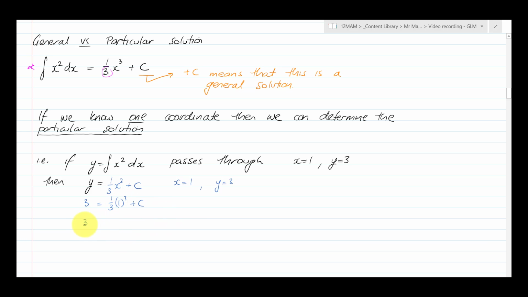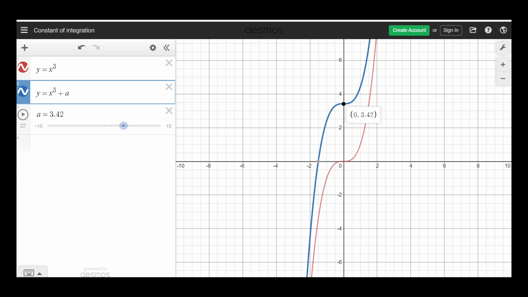And this becomes 3, and you might be able to do this quicker, but I'll just take my time. Evaluate that first term on the right-hand side. I'm going to subtract a third from both sides, and that gives me 2 and 2/3 equals c, which leaves me with my new function, y is equal to 1/3 x cubed plus 2 and 2/3. So what I have is a general solution, but then because of a known set of information, I have a particular solution.